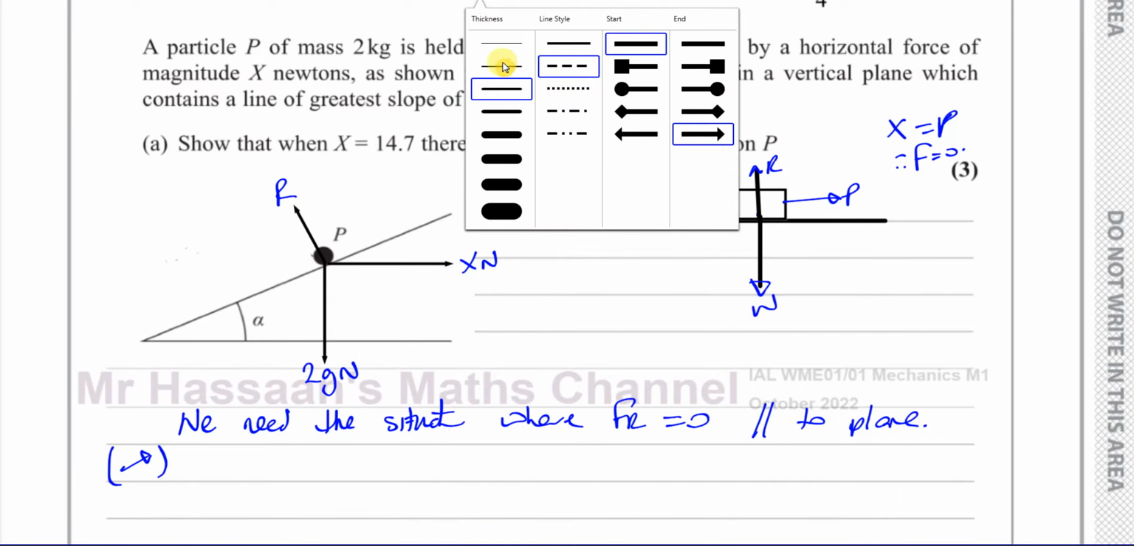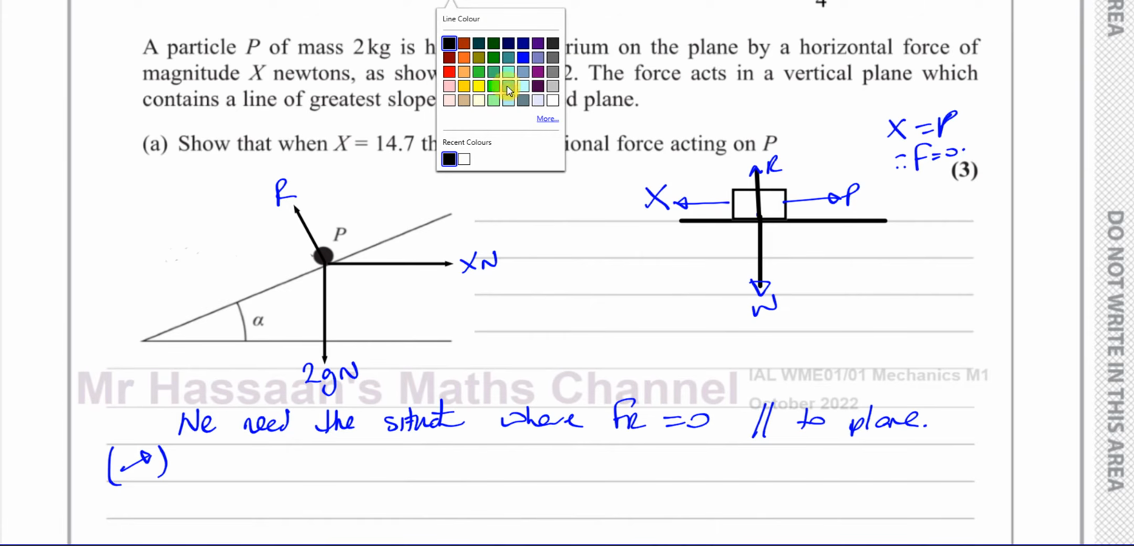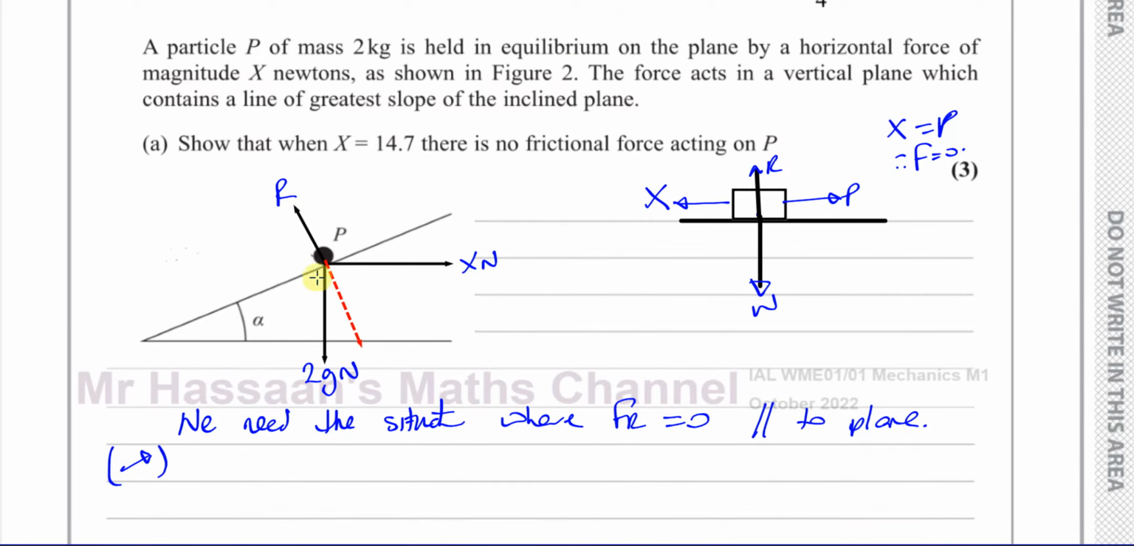So we have here the component of the weight perpendicular to the plane and also parallel to the plane, and the component of this x perpendicular to the plane and also parallel to the plane. Now we know this angle is alpha, and we've discussed before why this angle is the same as that angle. It's to do with similarity between this big triangle here and this small triangle here.